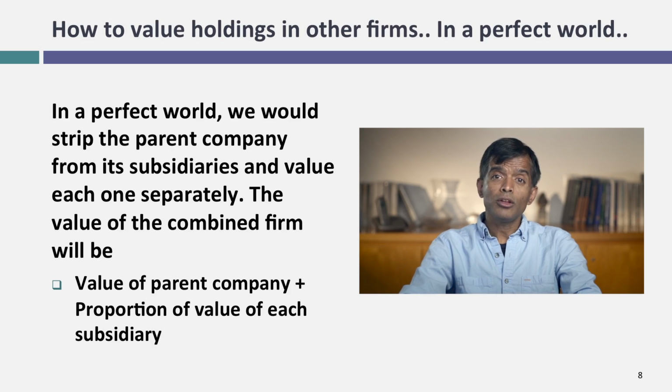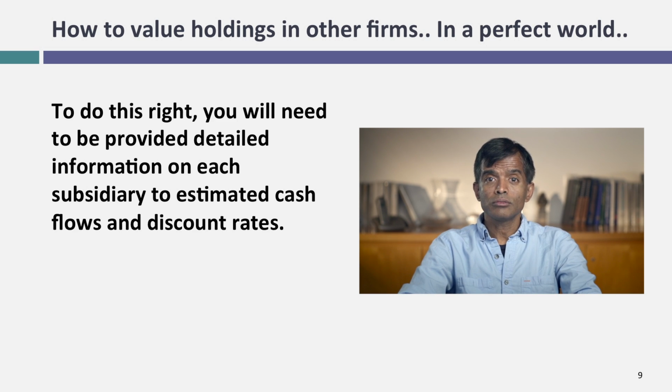In a perfect world, here's how I'd value a company with cross holdings. I would value the parent company standing alone, and then I'd take each cross holding company and value it separately. What this allows me to do is treat each company with its own characteristics, its own cash flows, its own growth, its own risk, rather than apply one bludgeon cost of capital or growth rate across the board. However, to do this, I need the parent company financials and I need full financials for each cross holding. That's often tough to come by.